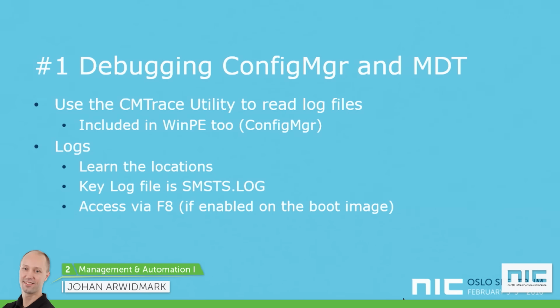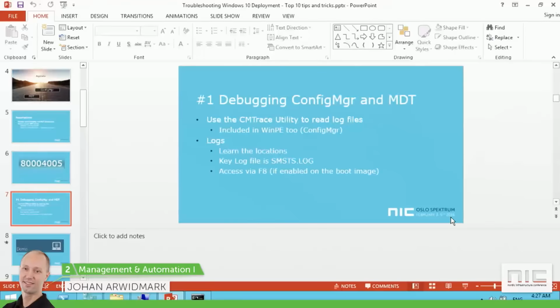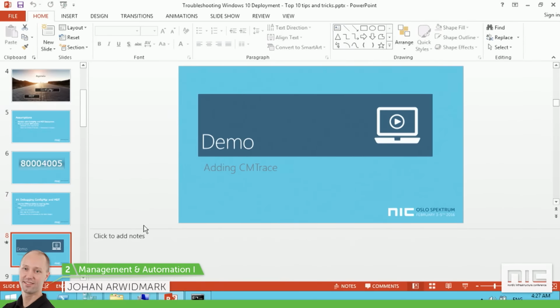Now, if you like it to use config manager, it's already included in the boot image. For light touch deployments, it's not. So how do you add that to the light touch component? Or the light touch boot image? Well, first you need to have it.